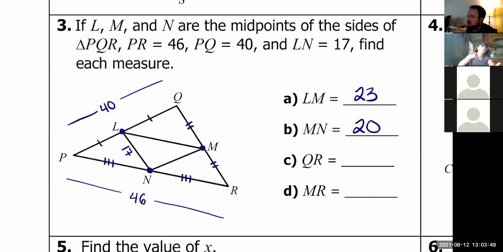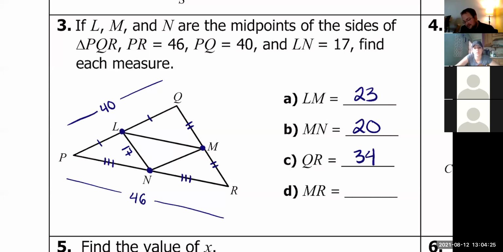The next one turns it upside down on us. We have midsegment LN. We know it's 17. What is it parallel to? QR. So LN is half as long as QR, which means what would I do with that 17? Multiply it by 2. Good. I don't want to go smaller. I already have the smaller of the two. So I'd multiply it by 2 to get 34.